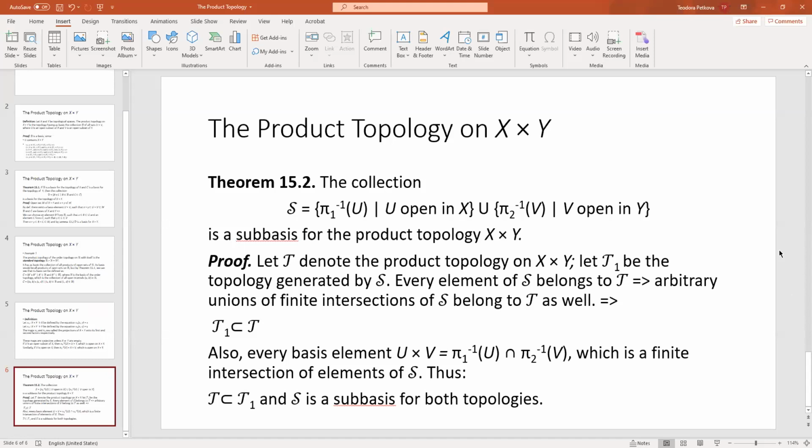And what you're trying to say is that all elements of S would be in the topology, but then I'm kind of confused, so you're creating a topology generated by S, and then you're showing that it's equal to the product topology on X cross Y.